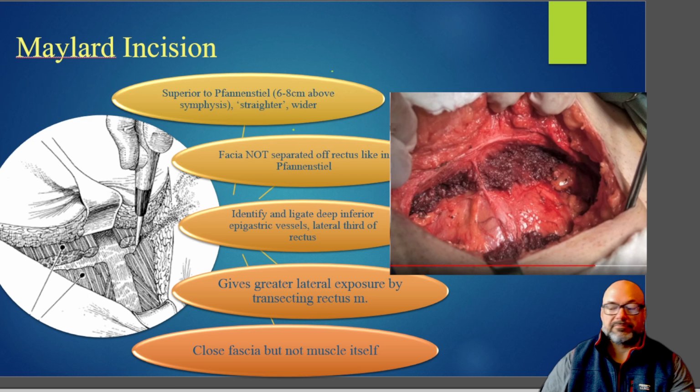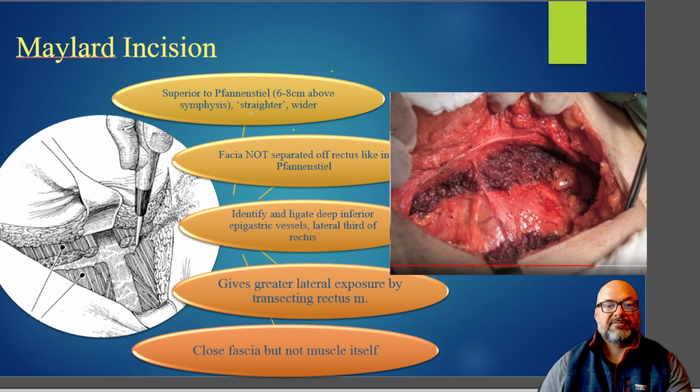All right, Maylard incision. So Maylard is quite a bit different in that it is superior to the Pfannenstiel, 6 to 8 centimeters above the symphysis. It's a straighter incision, so not really curving up the sides. You can also go a fair bit wider with it. The big difference, this is a muscle cutting surgery, and you do not separate the fascia off the rectus.